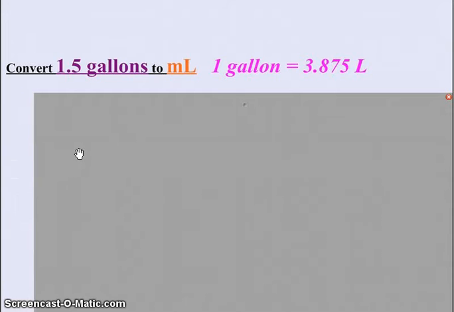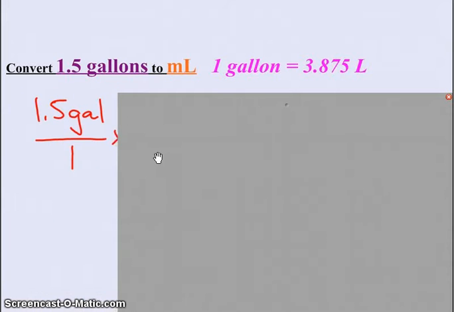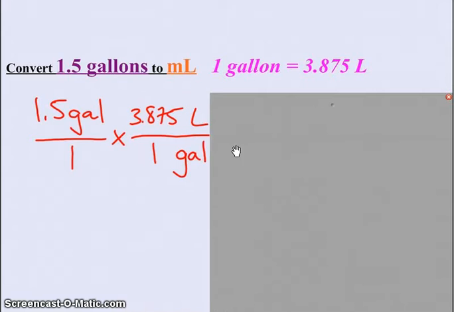So I start the problem the same way. I've got 1.5 gallons, and I put that over 1. So immediately what I need to do is make sure that gallons is on the bottom of the next conversion factor. And that is what we have to do in order to ensure that we will cancel that unit out. The information that was given to me is that 1 gallon is 3.875 liters. So that is the information that goes on top.